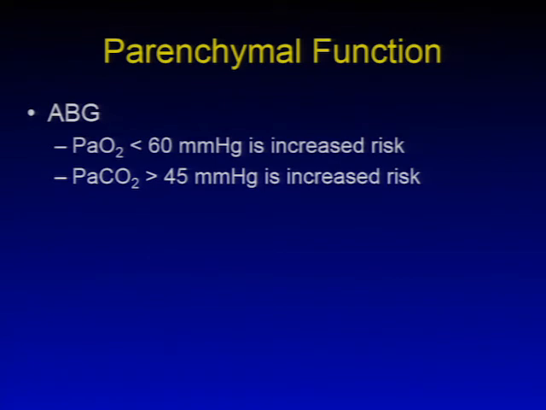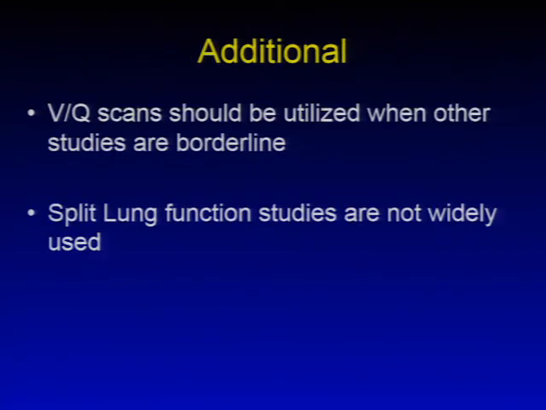Parenchymal function, arterial blood gases. If your arterial oxygen is less than 60, you're at increased risk. And if your PaCO2 is greater than 45, I know I said 50 before, but if it's greater than 45, you are at increased risk. VQ scans, split lung function studies, used when other studies are borderline. They're not necessarily always commonly used. Split lung function studies are used for lung transplantation.